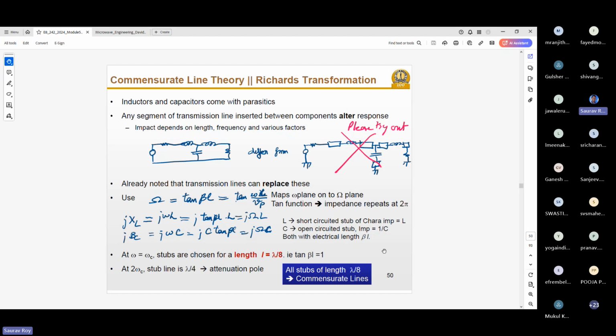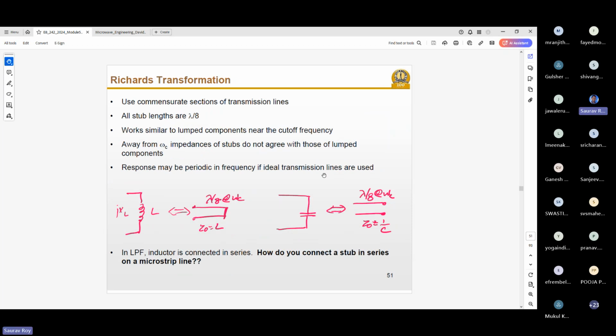Okay, so next, let's say now we know how to replace the lambda elements with transmission line sections. Now we have to make the filter, right? So how do we do that? What are the problems there now? You have seen this already: the normal L is replaced with a short circuited section, and the capacitor is replaced with an open circuited section.